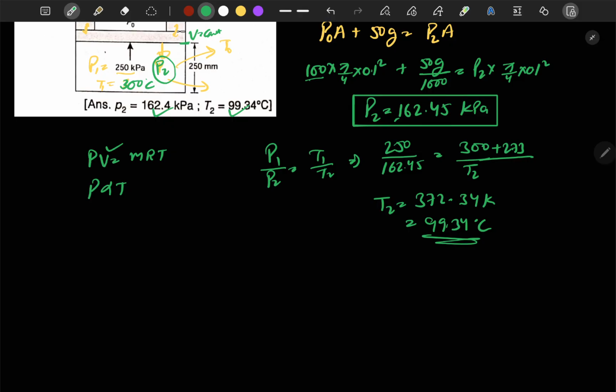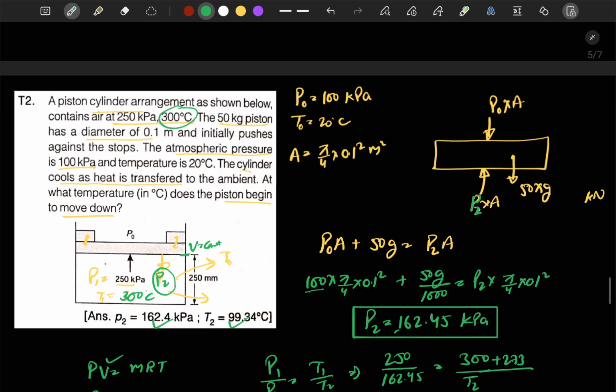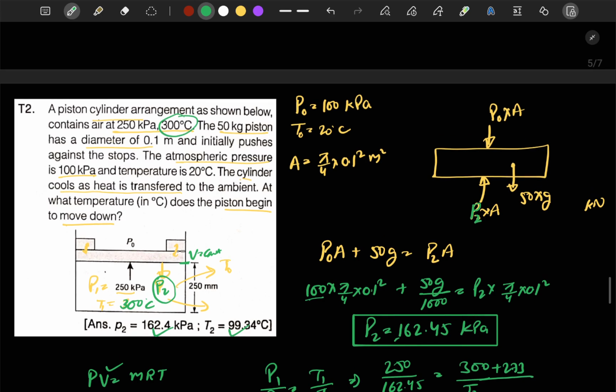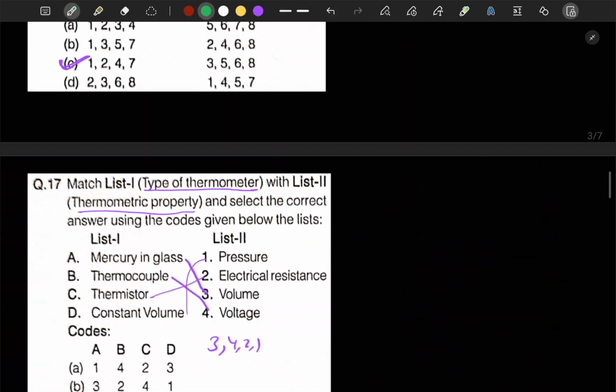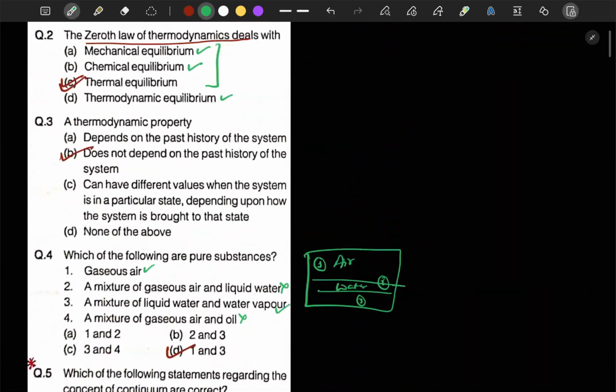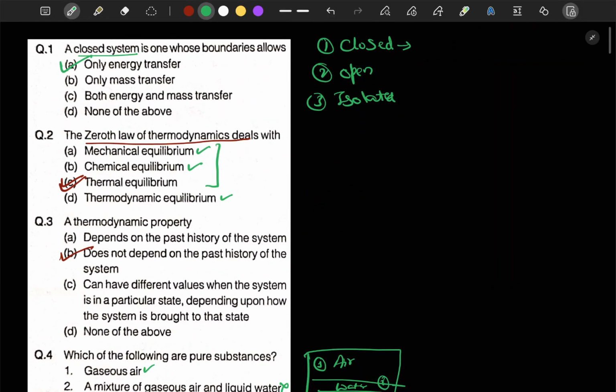So this will be it for today's lecture. We have seen some questions on basics of thermodynamics and temperature. Okay, thank you. In the next lecture, we will start with work and heat transfer. Thanks for today.